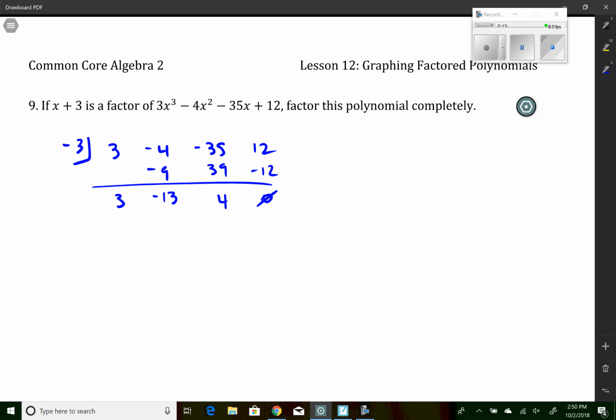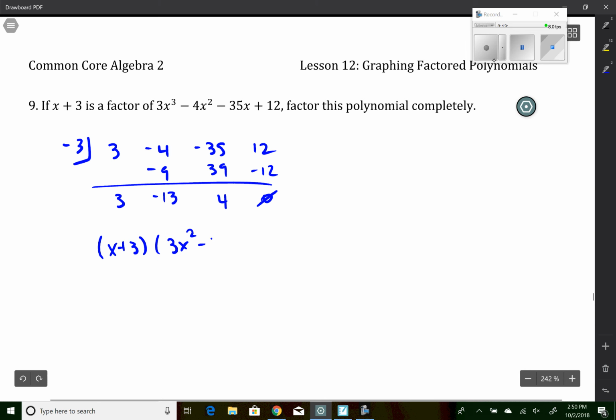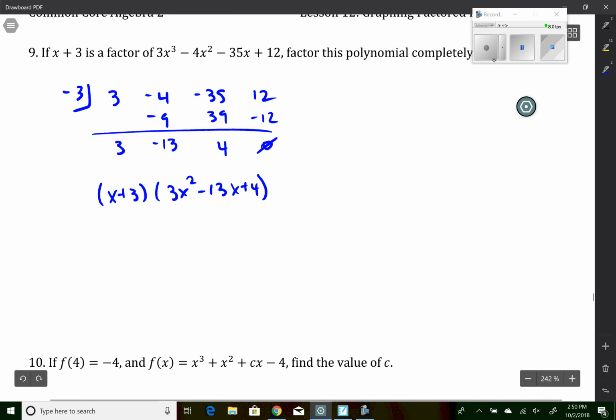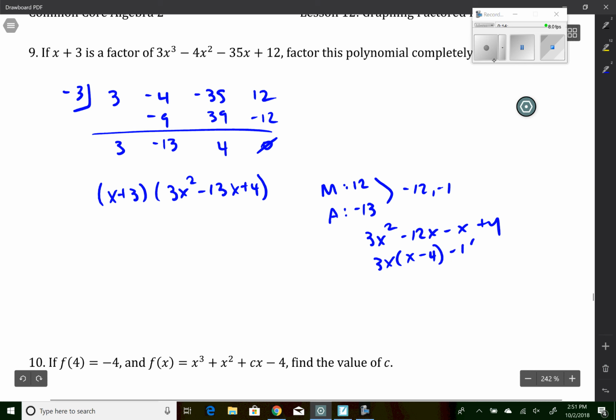So if we go through and factor that, we have x plus 3 as one factor, and 3x squared minus 13x plus 4. I then can factor that expression, so we're going to multiply something to make 12, add something to make negative 13, that's negative 12, negative 1. So I can break that up in the middle, so it's 3x squared minus 12x minus x plus 4. Divide out 3x, that leaves us with x minus 4. Divide out negative 1, that leaves us with x minus 4. So my three factors are x plus 3, x minus 4, and 3x minus 1.